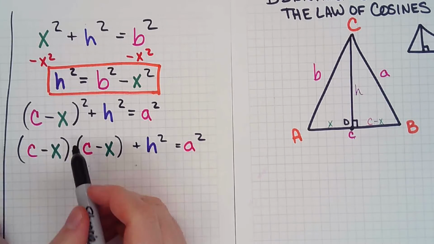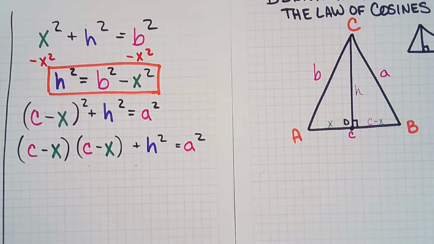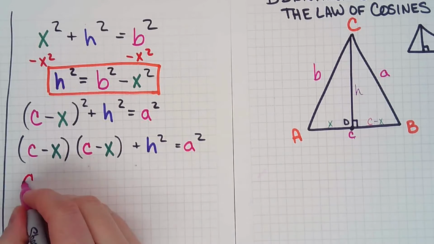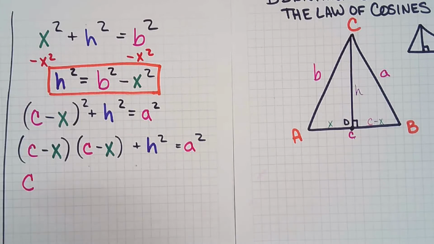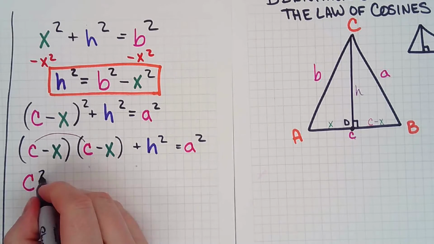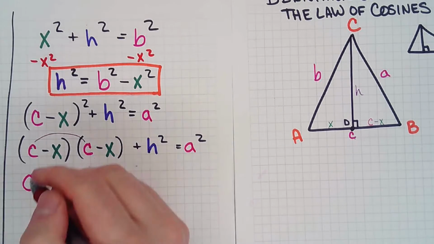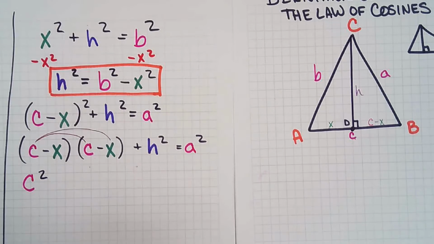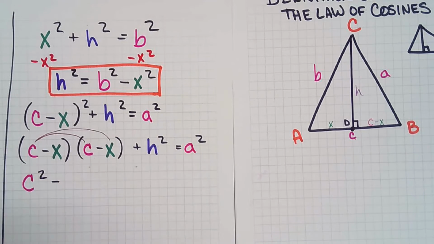C times c is c squared. So it's kind of cool, we get c squared when we multiply. Let me draw my little lines, right? C times c gets us c squared. And then we have c times negative x, which is negative cx. I'm going to keep the c out front, treat it like a constant, negative cx.